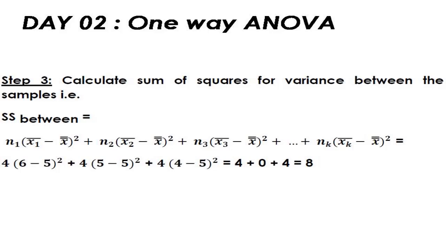And since we have already calculated x1 bar, x2 bar and x3 bar, and there are 3 samples here, and we have also calculated in the previous step the x bar, so we can put the values like this, that is n1, the number of items in the first sample, times (6 minus 5) square plus 4 into (5 minus 5) square plus 4 into (4 minus 5) square, is equal to 4 plus 0 plus 4, which is equal to 8.